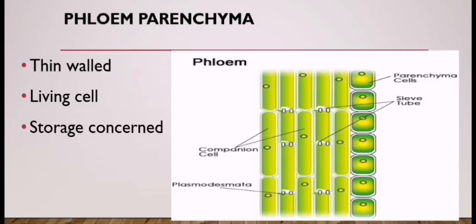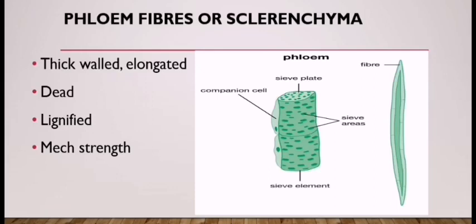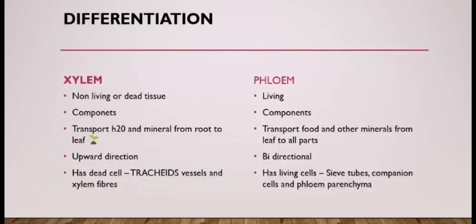Now phloem parenchyma is thin walled, it is a living cell, and of course it will help in the conduction of water, and it will help in storage and photosynthesis. Parenchyma, we have already learned in previous slides, what its functions are. Now phloem fibers, also called sclerenchyma, we have learned their functions also, like mechanical strength and support. They are lignified, having lignin all over, and they are dead or non-living, thick walled and elongated.